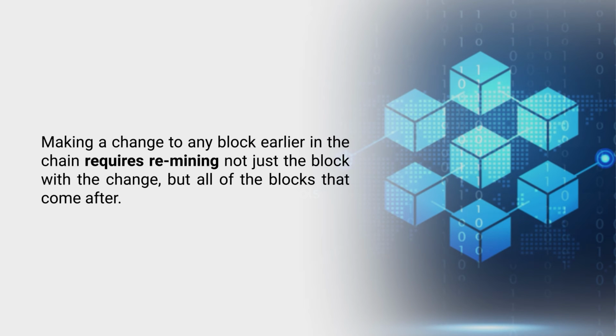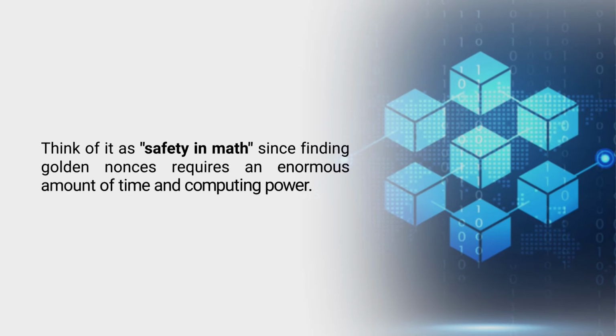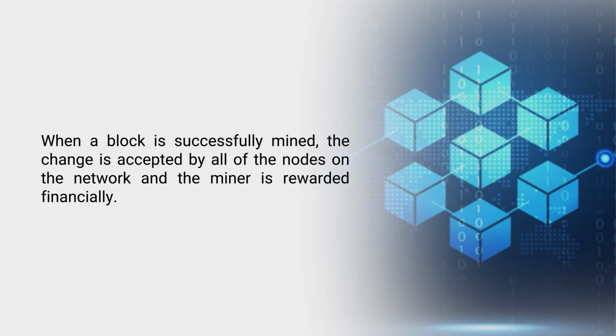Making a change to any block earlier in the chain requires remining not just the block with the change, but all the blocks that come after. This is why it's extremely difficult to manipulate blockchain technology. Think of it as safety in math, since finding golden nonces requires an enormous amount of time and computing power. When a block is successfully mined, the change is accepted by all of the nodes on the network and the miner is rewarded financially.